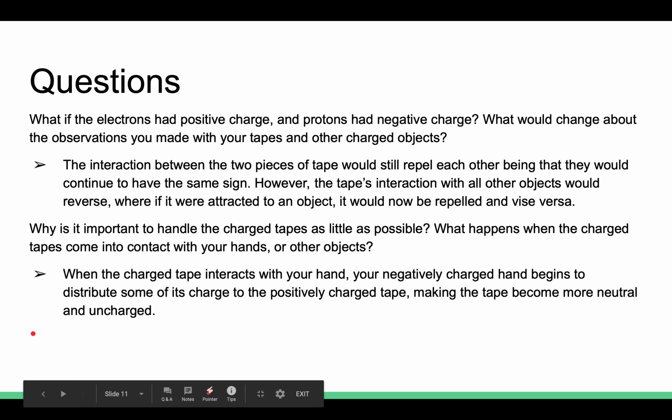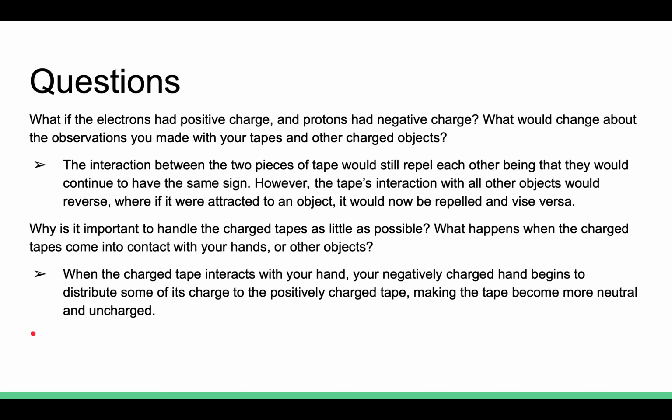The follow-up questions to the lab were as follows. I said that if the electrons had positive charge and the protons had a negative charge, the interaction between the two pieces of tape would still repel each other, being that they would continue to have the same sign. However, the tape's interaction with all other objects would reverse, whereas if it were attracted to an object, it would then be repelled, and vice versa.